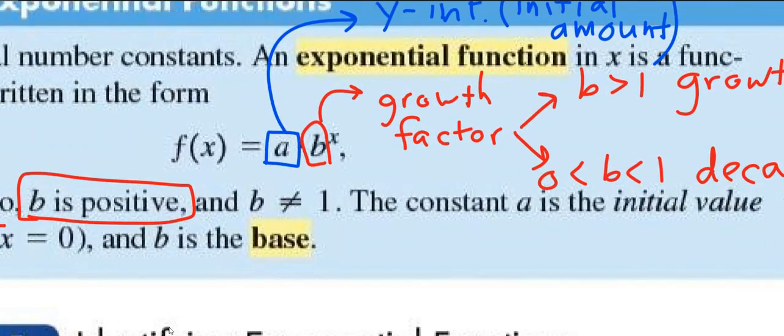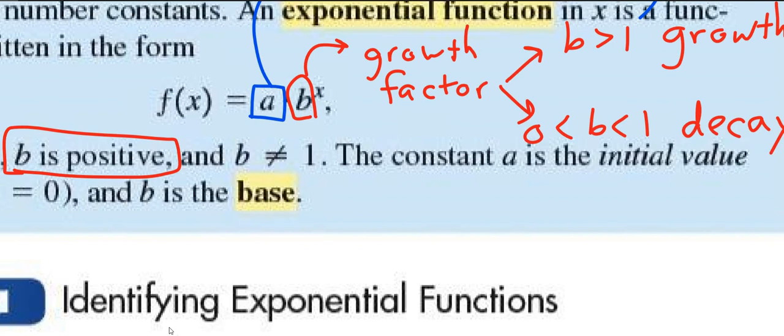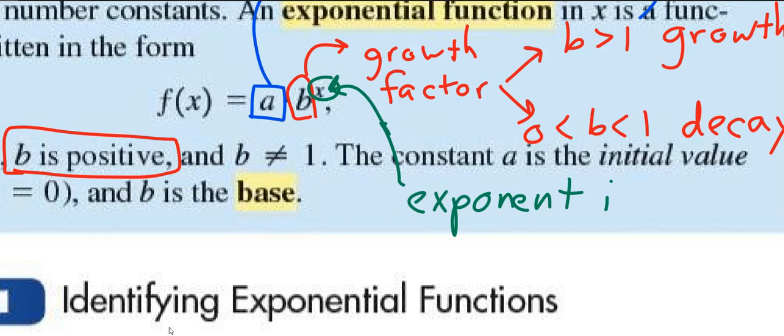Okay, let's see, what else do I need to say about this basic function? What do you notice about the exponent? The exponent is a variable. Now, for those of you who don't know, a variable can take on many different values. And if you don't know that, I'm really concerned.